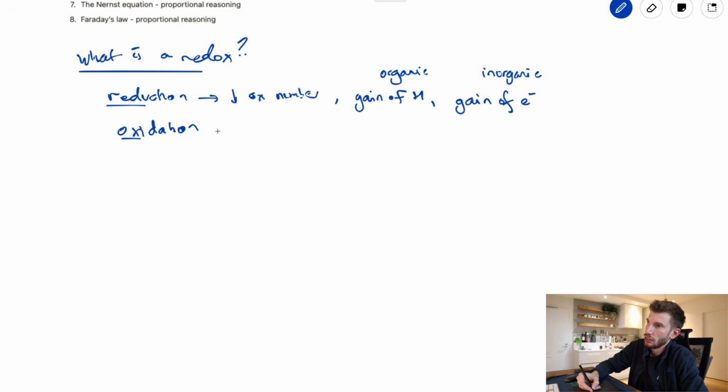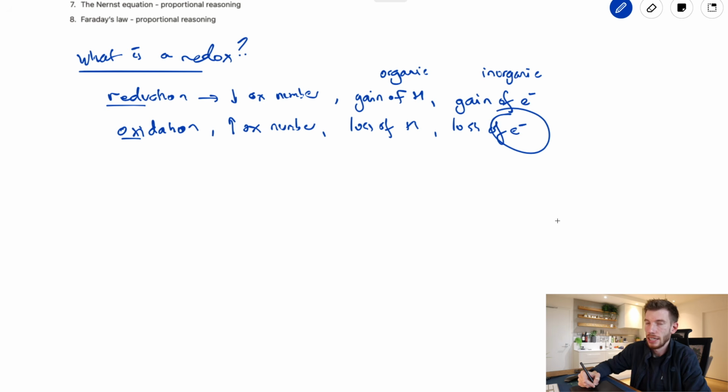So then with oxidation is going to be an increase in oxidation number, which also represents a loss of hydrogen and therefore a loss of electrons. So if you lose negative charge, then the oxidation number, which is not the same, but we can think of it as kind of like a charge state, is going to go up.